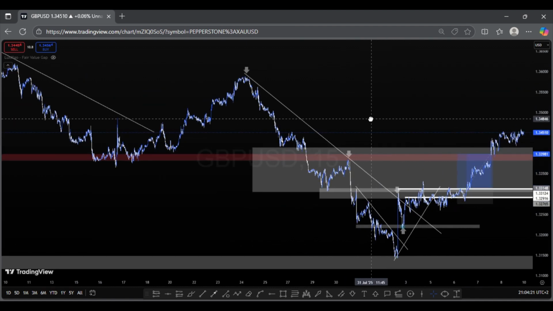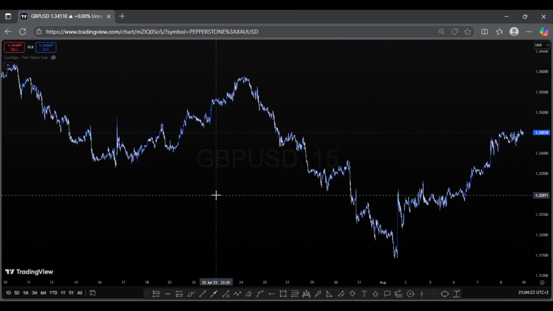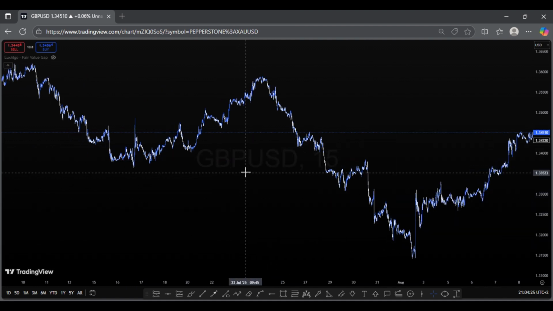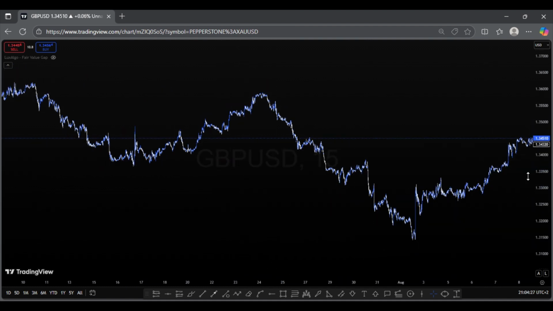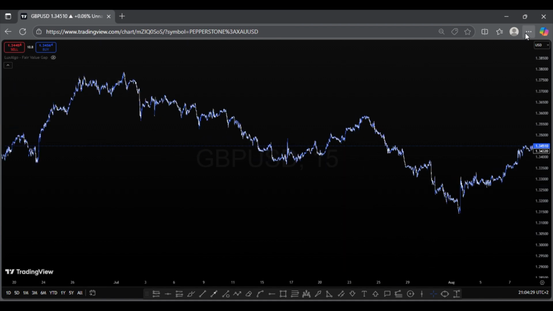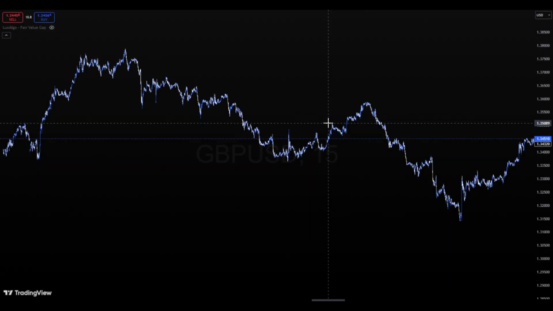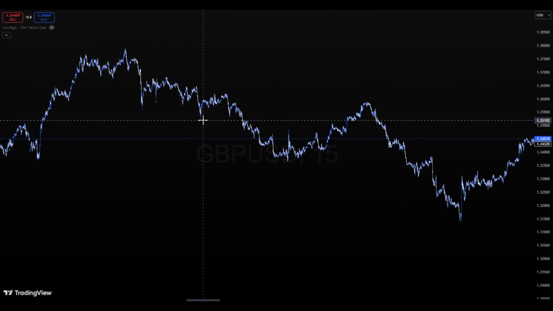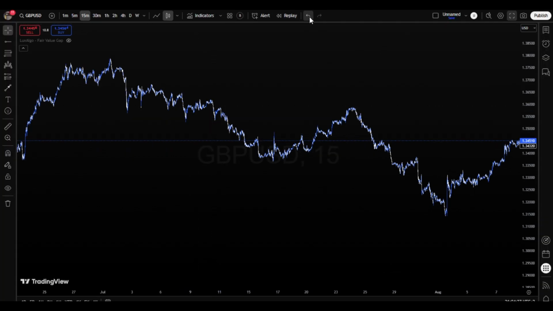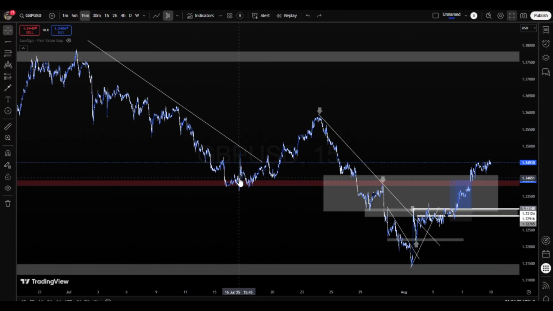Let me remove this analysis and do it again. Let me not remove it, because the aim of analyzing right now is trying to get a good entry, and when you want to get a good entry, you must have something to look into. Let me not remove this analysis. Okay, for now, let's just jump in like this.